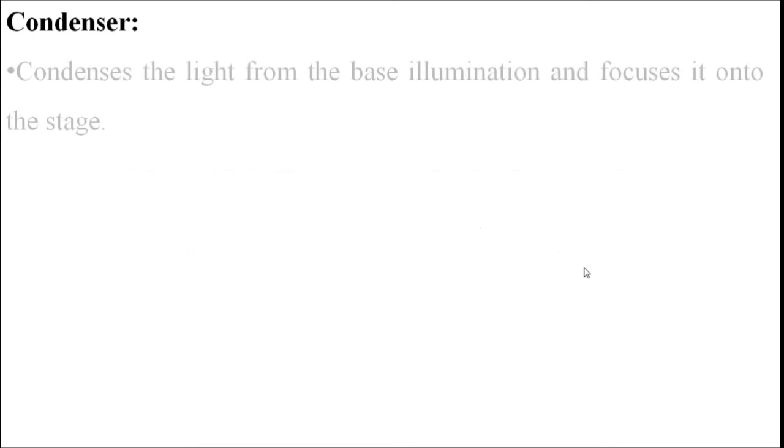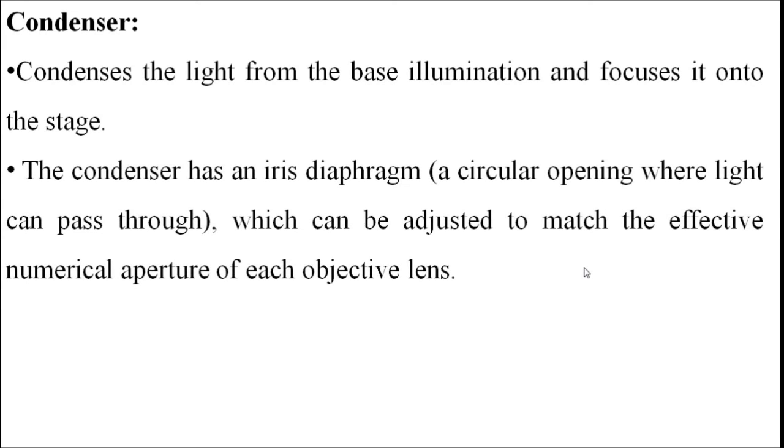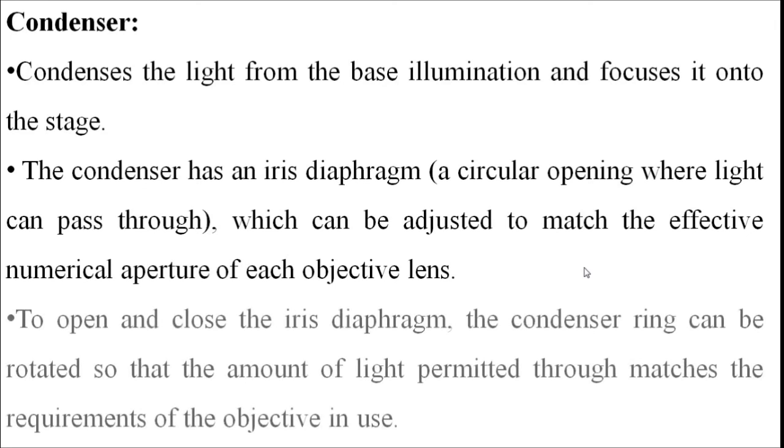The condenser condenses the light from the source of illumination and focuses it onto the stage. It also has an iris diaphragm which can be adjusted to match the effective numerical aperture of each objective lens. To open or close this iris diaphragm, the condenser ring can be rotated so that the amount of light which passes through it will match the requirement of the objectives in use.